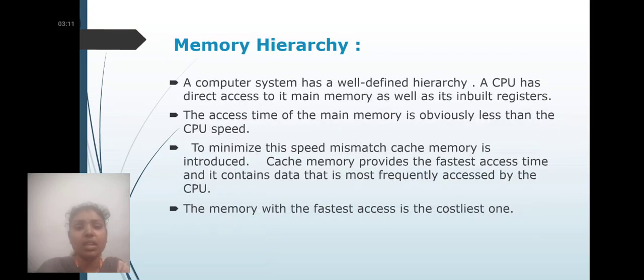Memory hierarchy. A computer system has a well-defined hierarchy. A CPU has direct access to its main memory as well as its inbuilt registers. The access time of the main memory is obviously slower than the CPU speed. To minimize this speed mismatch, cache memory is introduced. Cache memory provides the fastest access time and it contains data that is most frequently accessed by the CPU. The memory with the fastest access is the costliest one.